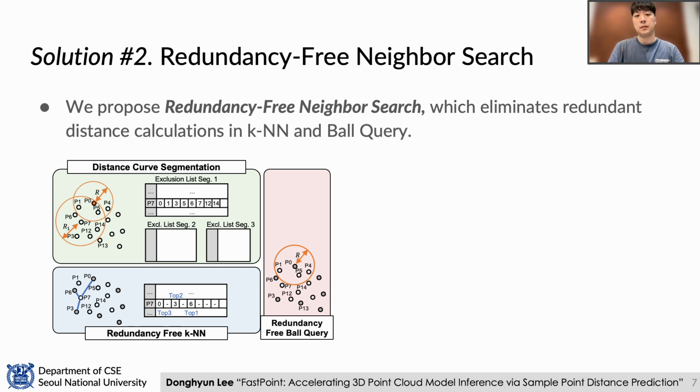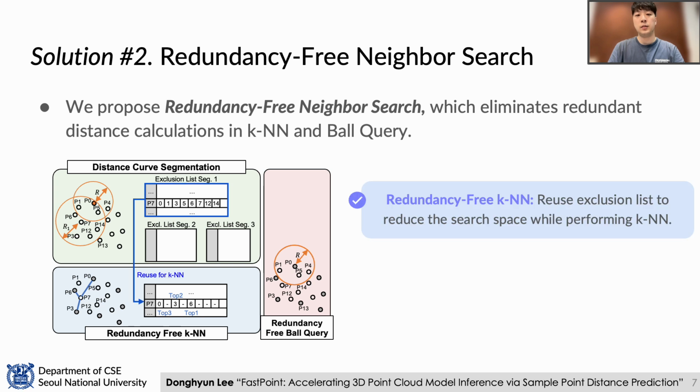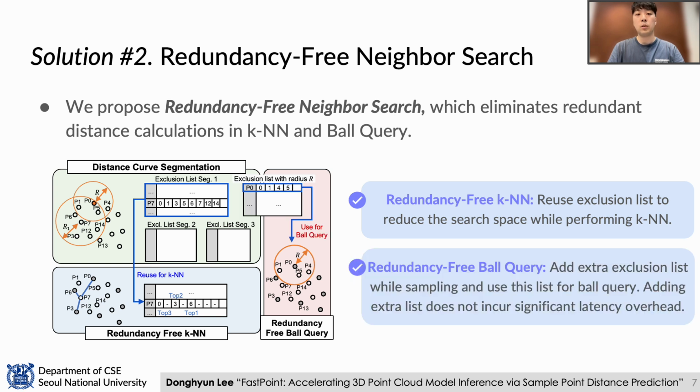Based on these observations, we propose redundancy-free neighbor search. For KNN, we can directly reuse the exclusion list to filter out the points that are too far away to be potential KNN neighbors. For ball query, we add an extra exclusion list while sampling and use this list for ball query. Since distance between points is calculated only once regardless of the number of exclusion lists, this does not incur significant latency overhead.